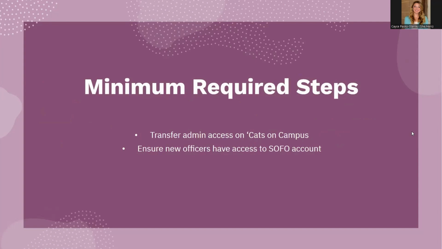At the very least, the person who is leaving the role should grant administrative access to the incoming officers on the group's Cats on Campus page, whether it be a president, treasurer, or different role. This will also ensure that your organization completes the re-registration process in a timely fashion. The incoming person should also ensure that they have access to the group's SOFO account where applicable. This can be done by following proper transition instruction through Cats on Campus in communication with your chapter coach from fraternity and sorority life.